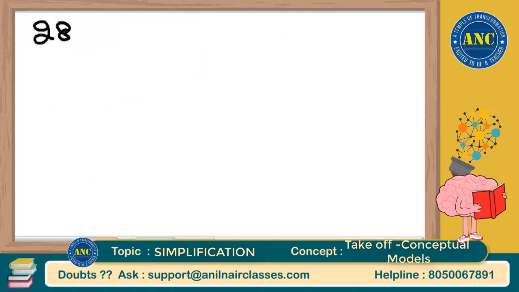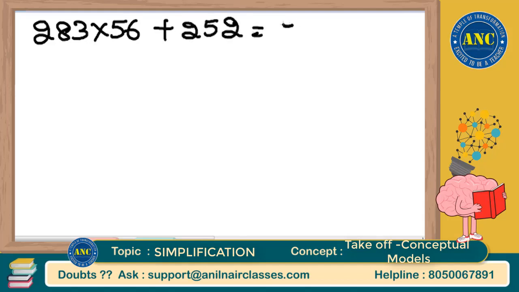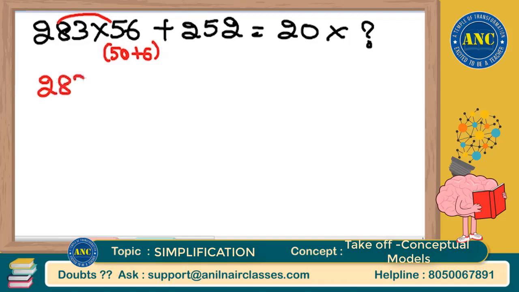Suppose for example, 283 into 56 plus 252 is equal to 20 into question mark. Can I say it like this? 283 into 56, I will write it as 50 plus 6. But I don't like to multiply with 50. I like to multiply with 100. So 283 into 100 is 28300, and then I will divide by 2. 28 by 2 is 14. 300 by 2 is 150. It is 14150.